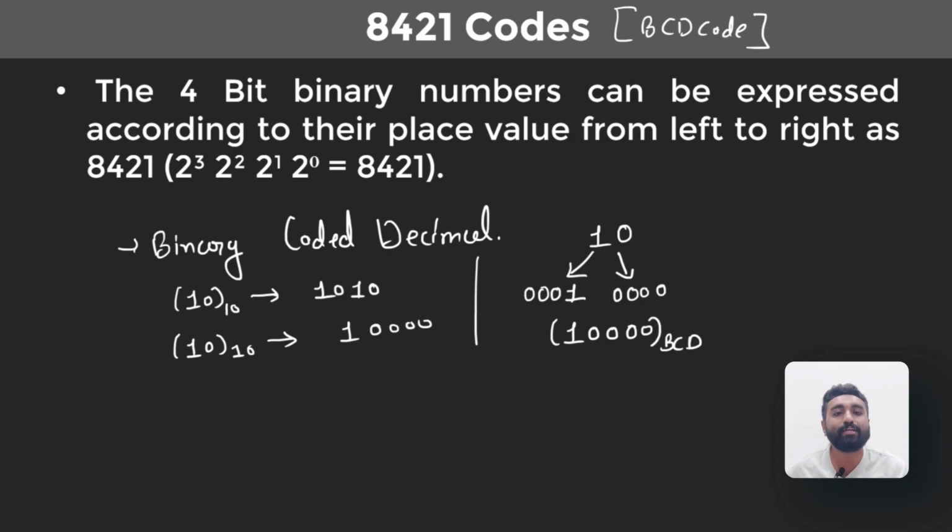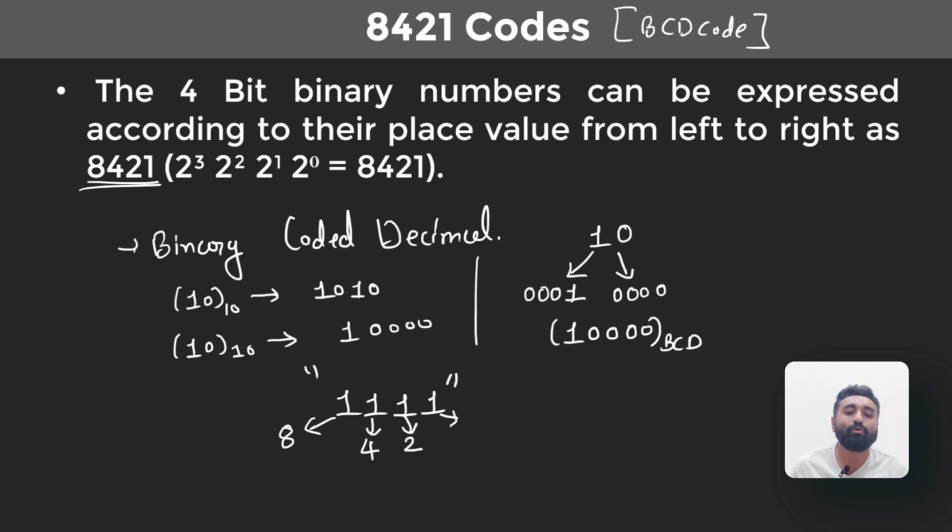Now here if you see, we have the 8421 code, right? That simply means that when we have any four bits, the leftmost bit, the MSB, will hold the weight 8, then the next bit will hold the weight 4, the next bit will hold the weight 2, and the last bit will hold the weight 1. Okay, so this is how it works.